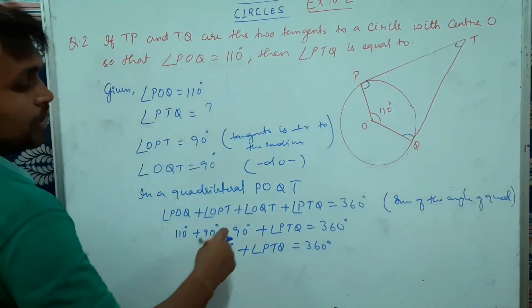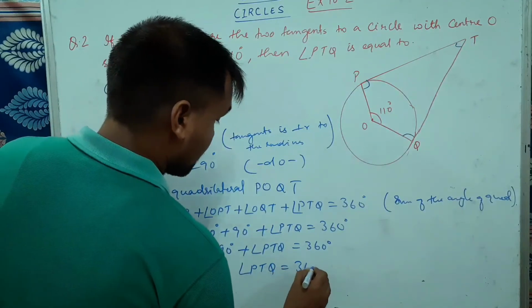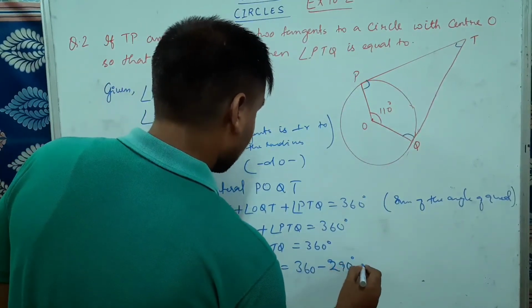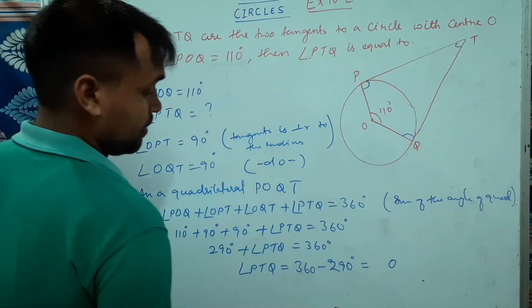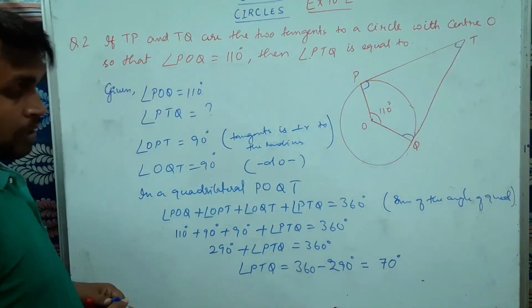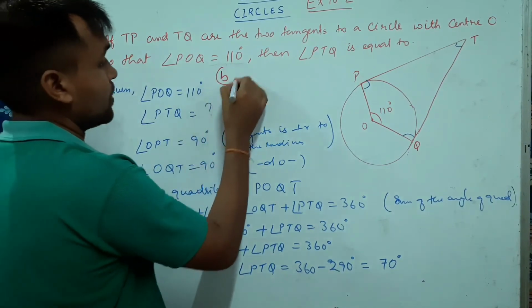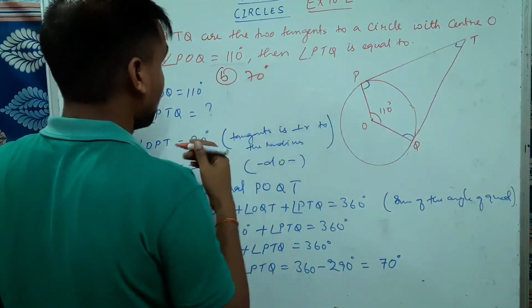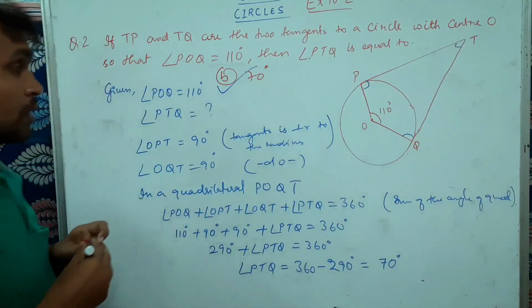So in the next step you take this 290 to that side, so PTQ equals 360 degrees minus 290 degrees, which comes to 70 degrees. So the angle we are asked to find is 70 degrees. The correct option here is B, 70 degrees. So you will tick that one.